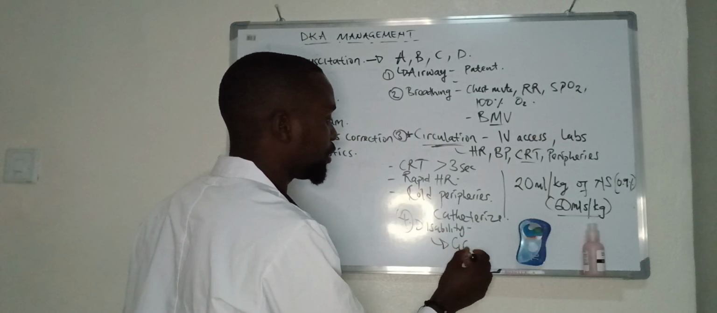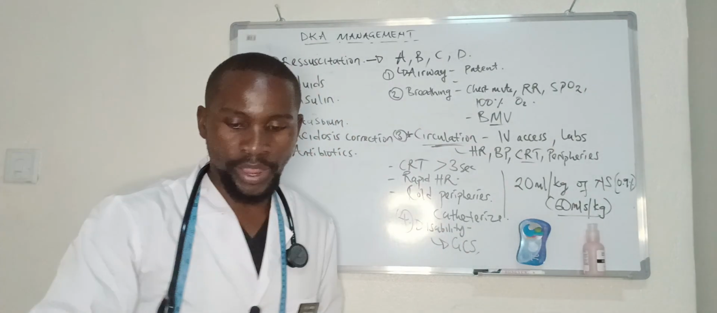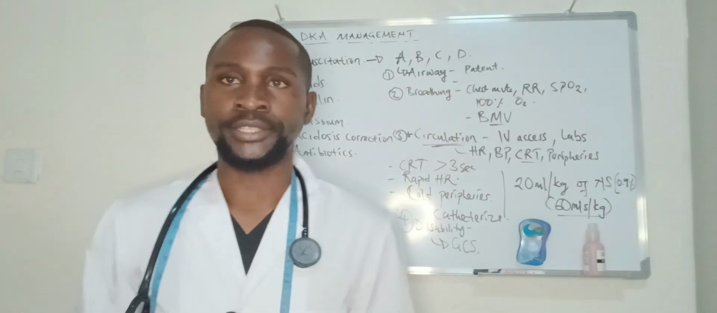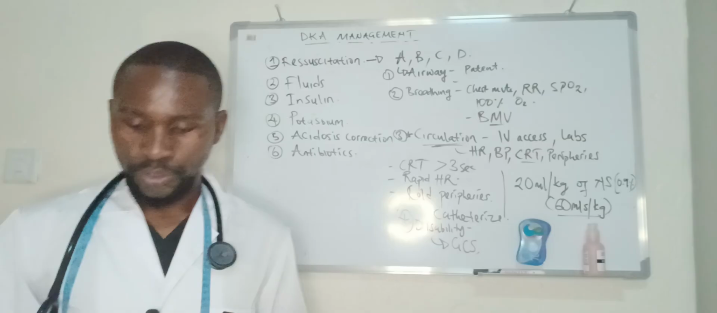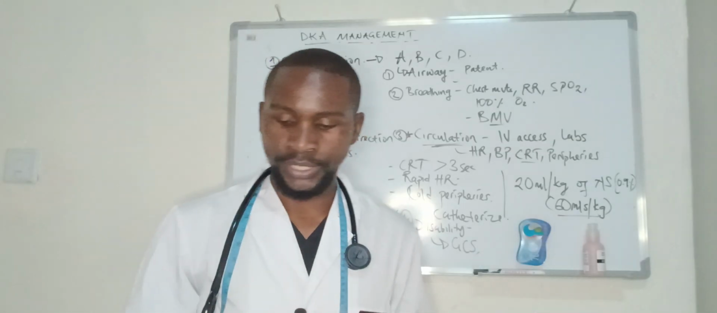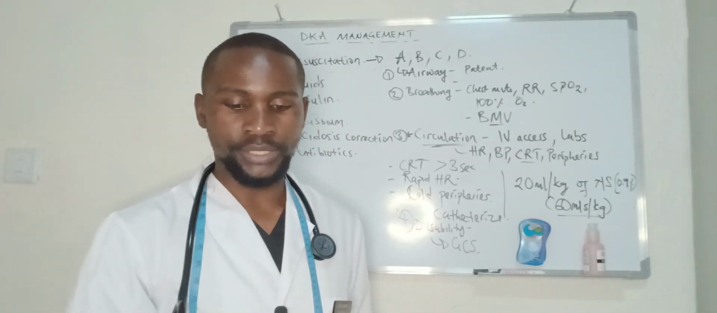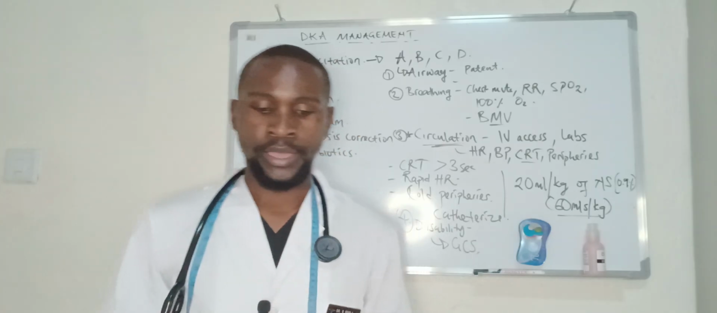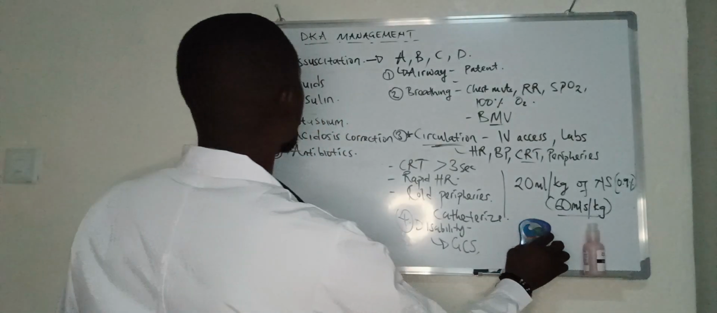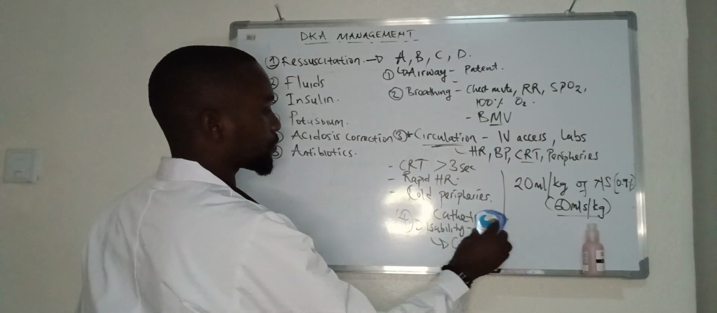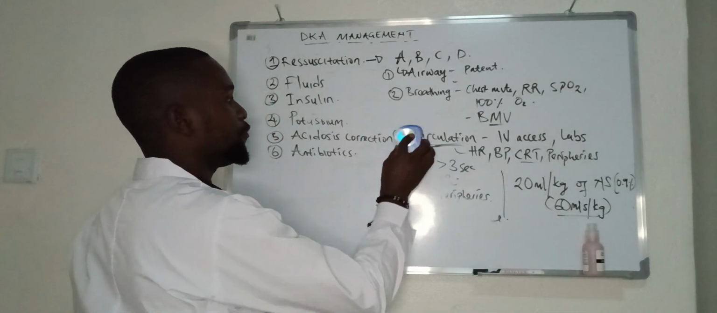This is where you check your GCS. This is where you assess the level of consciousness using the Glasgow Coma Scale. So that is how we are going to resuscitate this patient who has DKA. So that is the resuscitation of this patient. So let's move on to the fluids now.